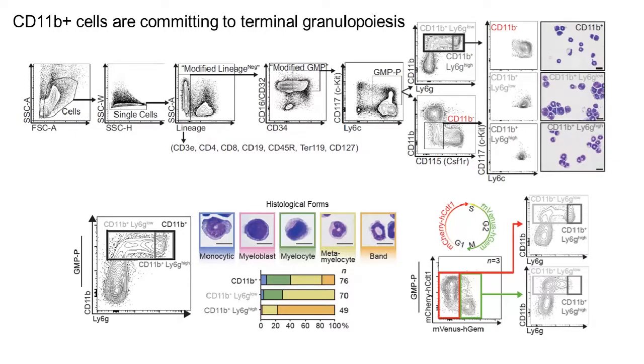mature forms. To further confirm this, we used Fucci2 transgenic mice, which reports the cell cycle using 2 separate fluorescent proteins. And we find that those cells with high levels of Ly6G are rarely found in cell cycle, further confirming that CD11b positive cells are committing to terminal granulopoiesis.